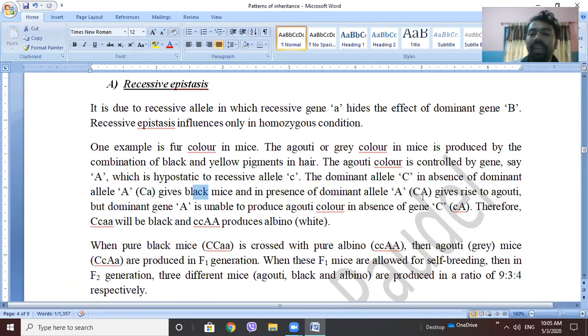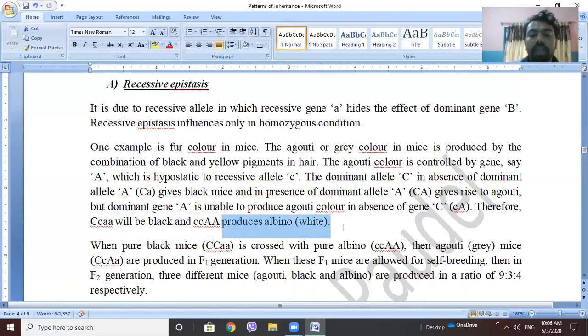Now again, if there is dominant allele A, then it cannot give black color, so A refers to agouti color. But if it is recessive, that is cc with A, this dominant gene A is unable to produce agouti color in the absence of gene C. For example, this will be ccAA, which is homozygous recessive, and in this case the effect of A does not appear, so this is what is recessive epistasis.